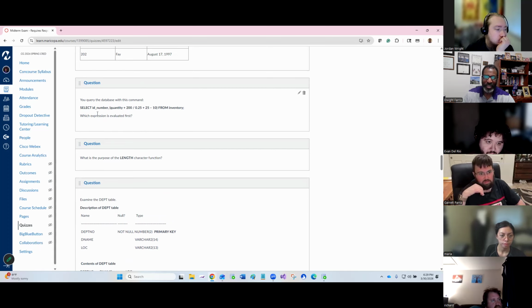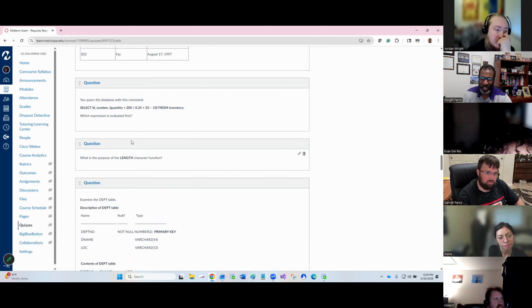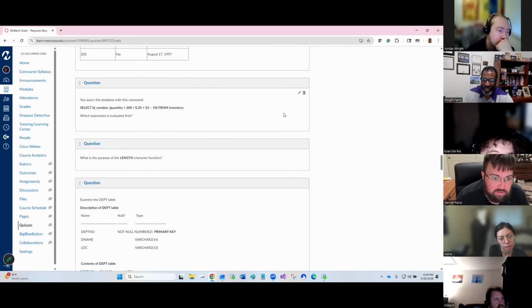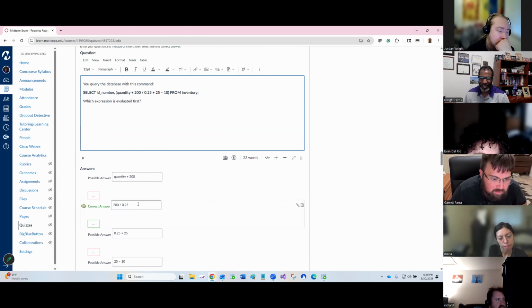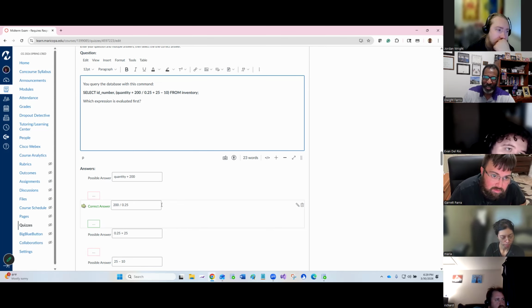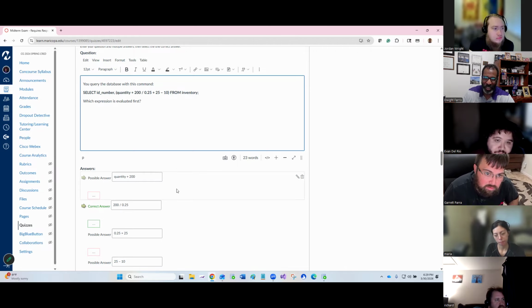Oh, here you go. You query the database with this command. Select ID number, quantity plus 200 divided by 0.25 plus 25 minus 10 from inventory. Which expression is evaluated first? Wouldn't it be the division? The 200 divided by 0.25? That is correct. Division, so the order of precedence as far as calculations, then addition, then subtraction, then addition.